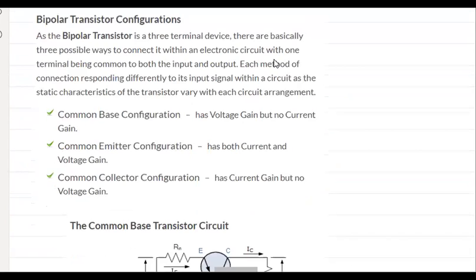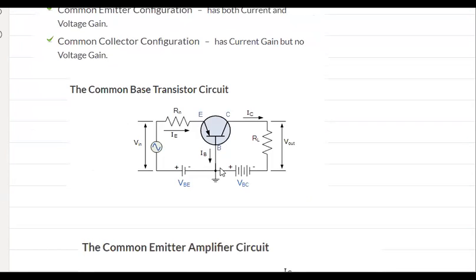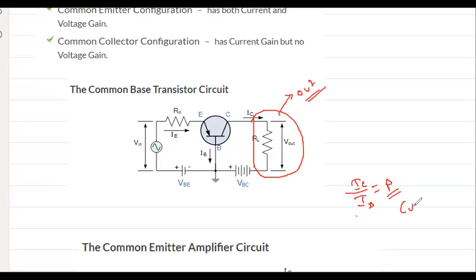Now when we talk about common base, we have already seen that base will be common. See this, base is common over here. What's the meaning of base being common? It means collector side is always output, and base side or emitter side may be input. Current gain means how many times the output current increases with respect to input current, and voltage gain means how many times voltage increases. For example, IC by IB is equal to beta, right? So this is your current gain.